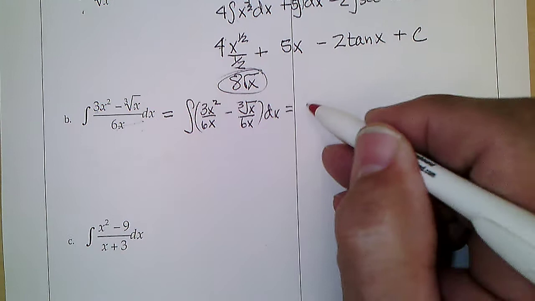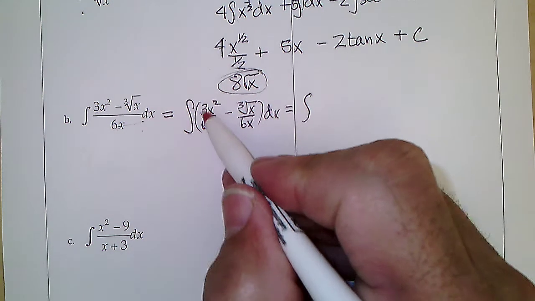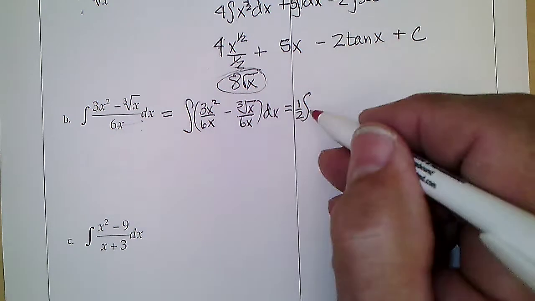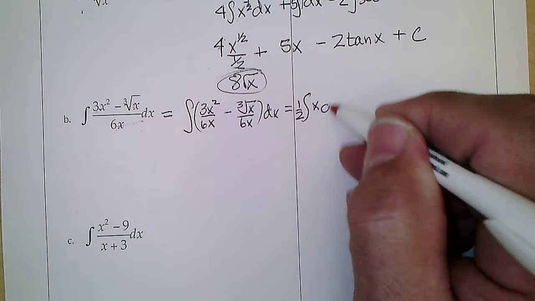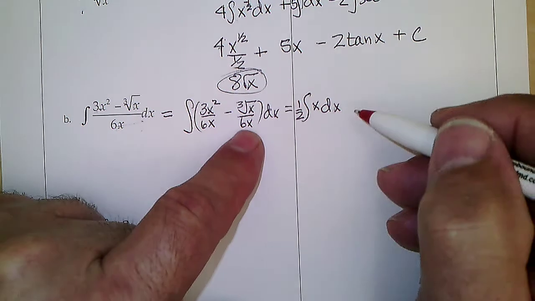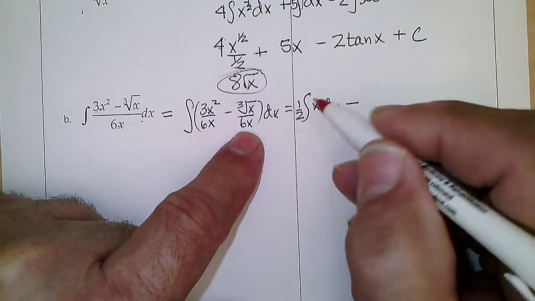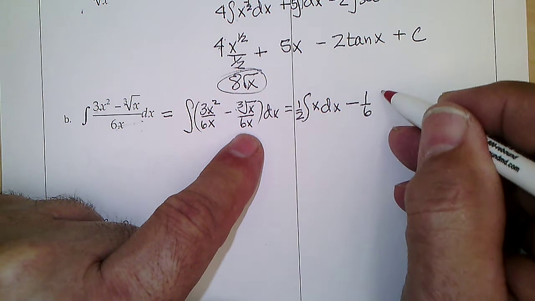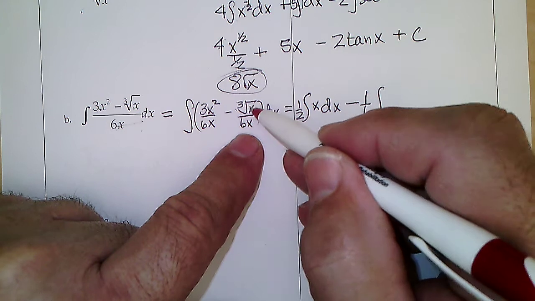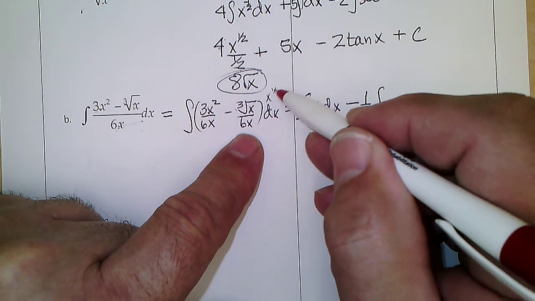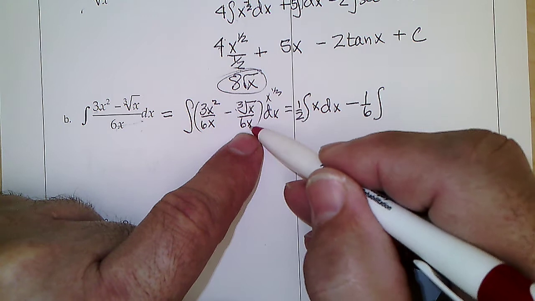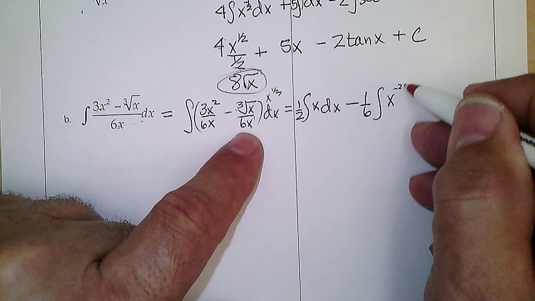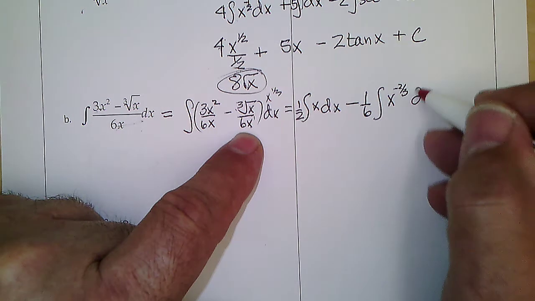And then I can split that up into the integral of, see, the 3 over 6 is a half, so that would come out. One of the x's cancel, and I get just x dx. And then I've got minus, and then I've got 1 over 6, so I can pull that out of the integral. The integral, and then I've got this cube root of x, which is x to the 1/3. And the denominator x to the 1, so I take 1 from 1/3 and I get x to the negative 2/3 dx.